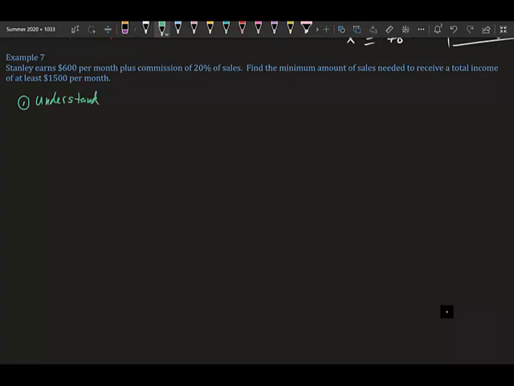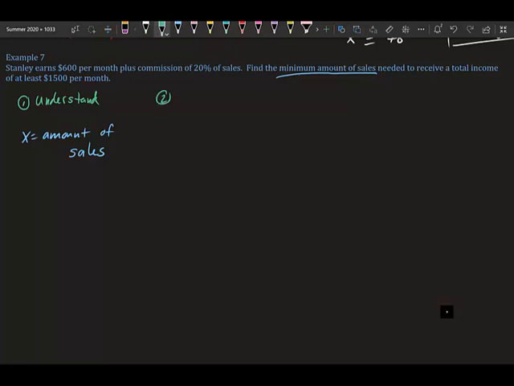So we need to figure out what variables are we going to use, what formulas are we going to use. We don't have a formula yet. It has nothing to do with percentage or interest or anything. So we just know we need to find the amount of sales needed. So to find the amount of sales needed, that's our variable. So x is the amount of sales. You could use any variable, but x is just what we like to do.